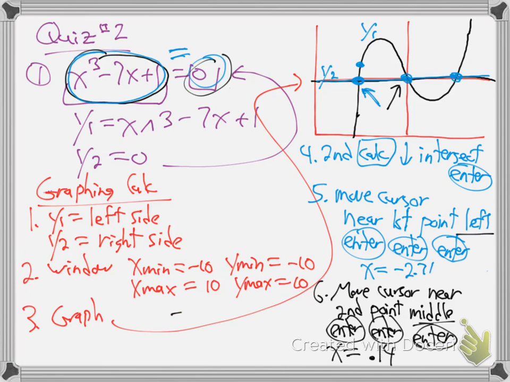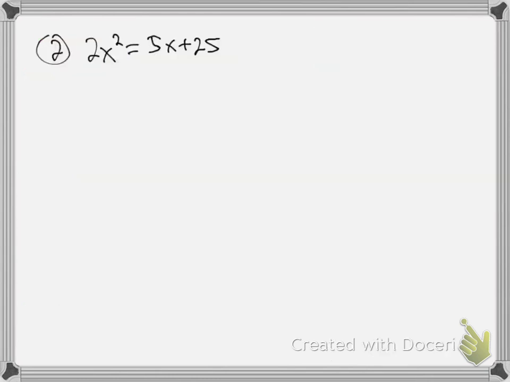And then step 7, do the same thing. Find the third point, move your cursor near it, and the third point is 2.57. Those are the 3 answers that they want. Just list those 3 with a comma between them.